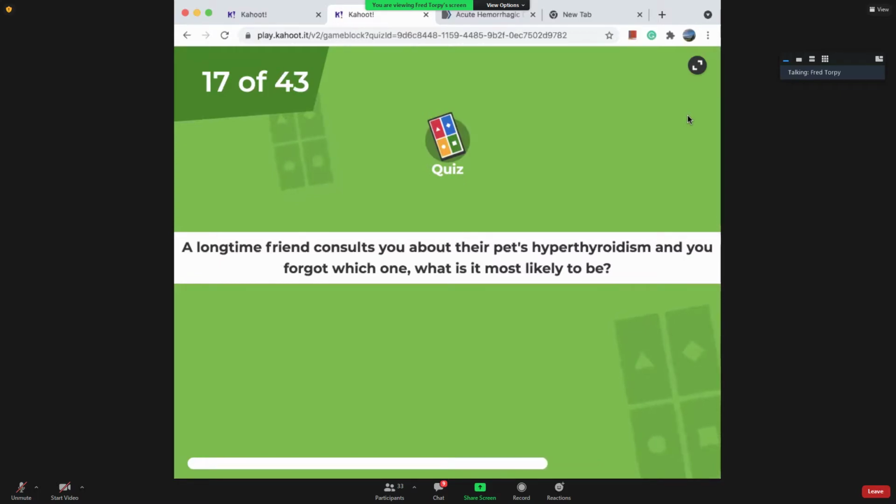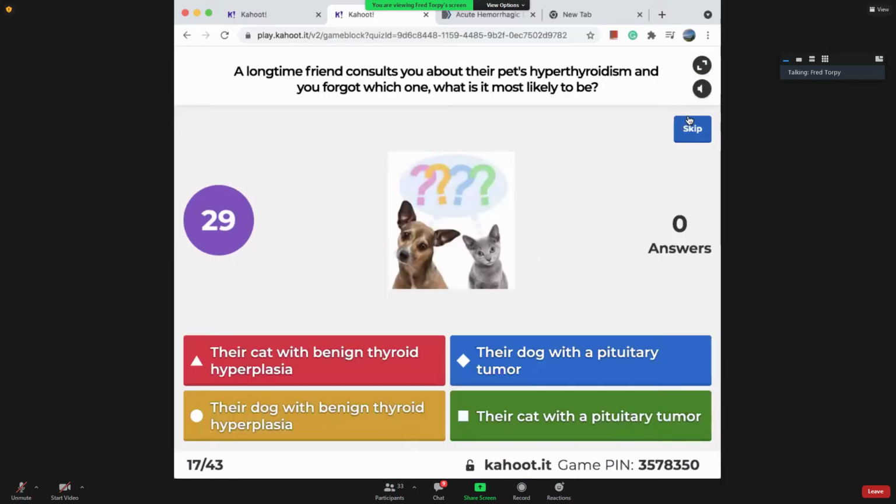Okay, so which of these signalments is the most consistent with, or most commonly getting hyperthyroidism, and what's the most common mechanism? So this is something she went into a decent amount of time on. And this is something that will come up in clinics as well.